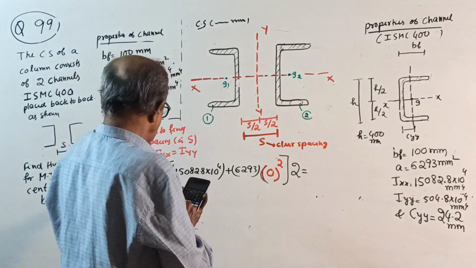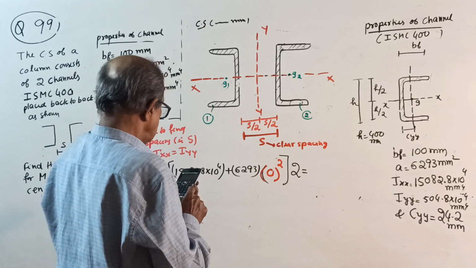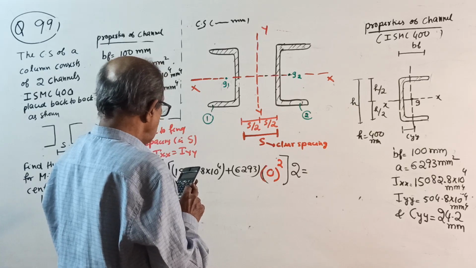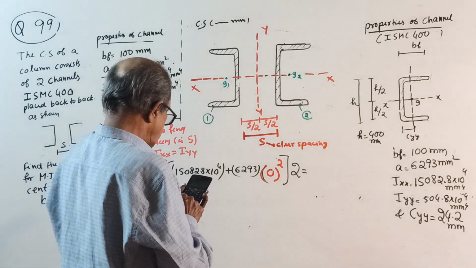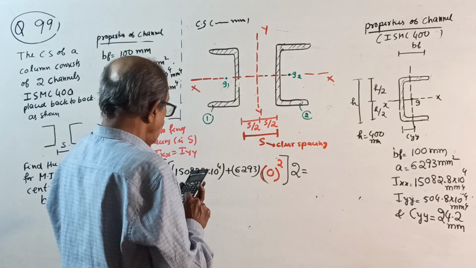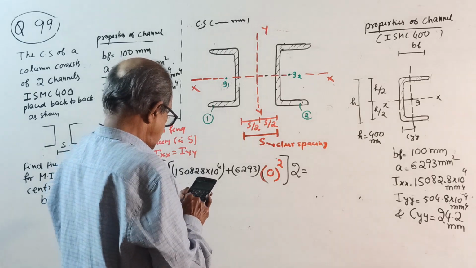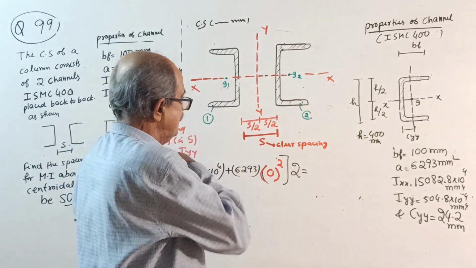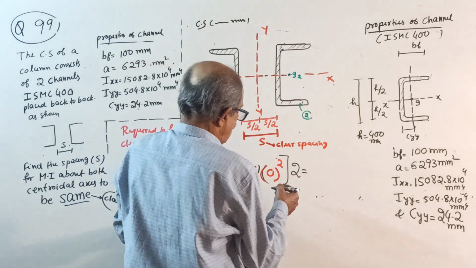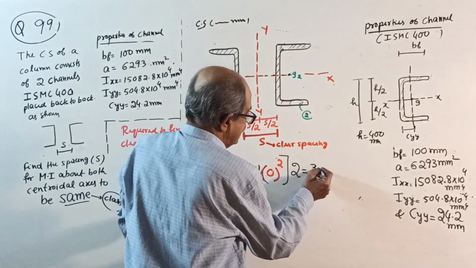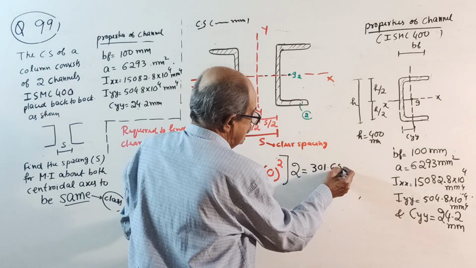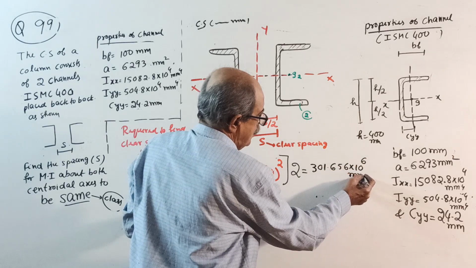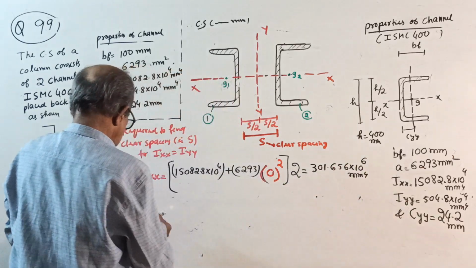15082.8 into 10 to the power 4, into 2, divided by 10 to the power 6, gives 301.656. This is 301.656 times 10 to the power 6 millimeter power 4. Then now write IYY.